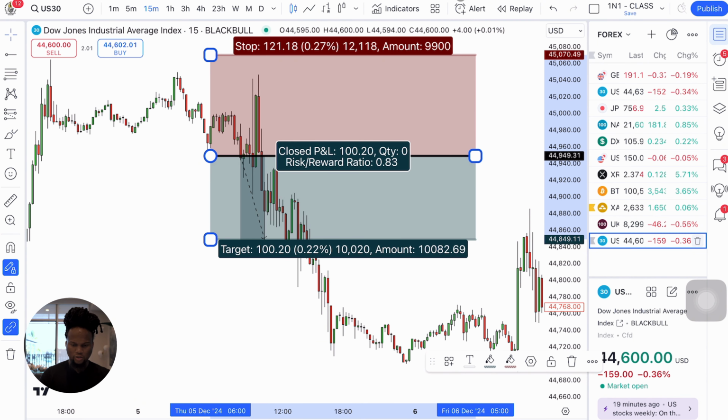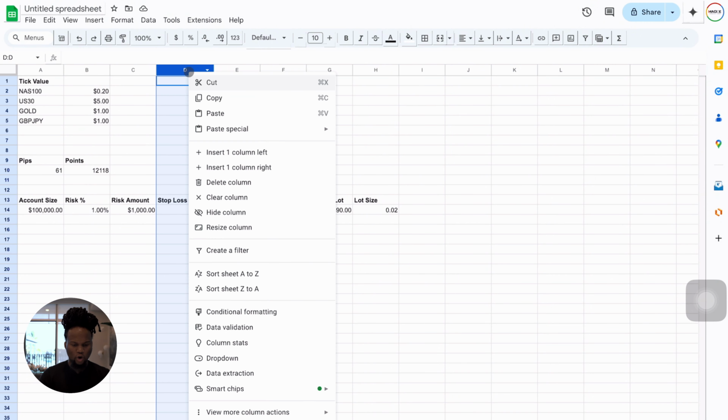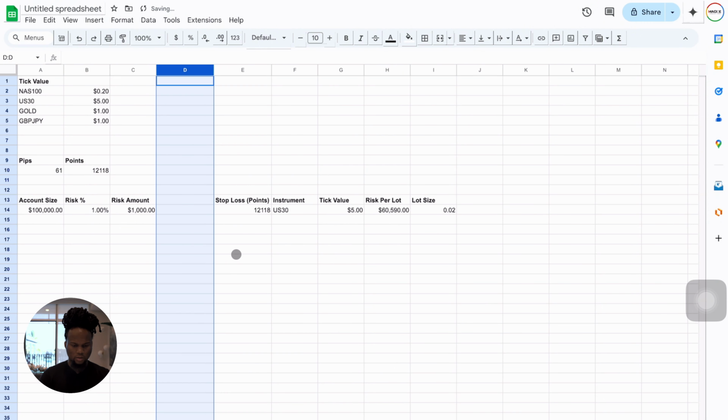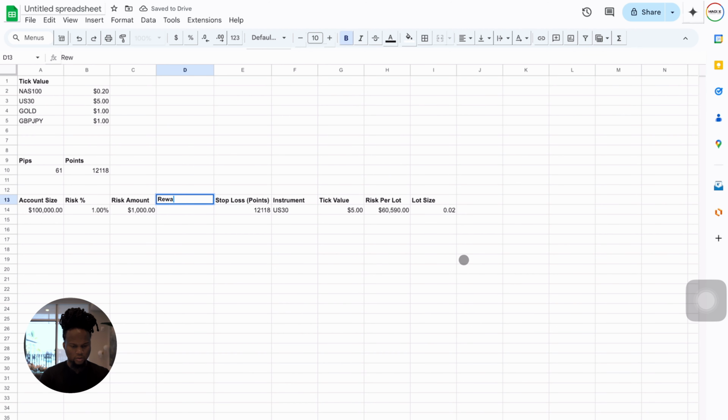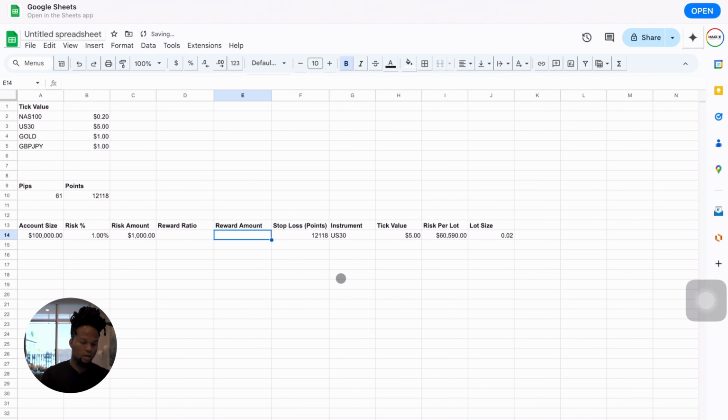So let me go to this and show you something also, right? So you got the risk amount, and then I'm also going to put the reward amount. So the reward amount is gonna be this times, let me not do it yet. Let me just do this first. Reward ratio. So it's this times this.